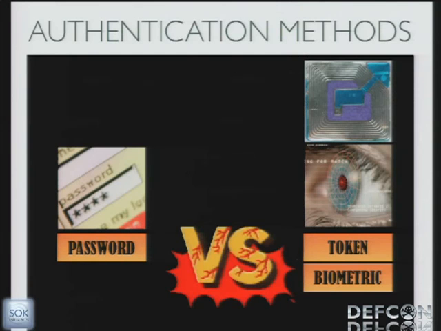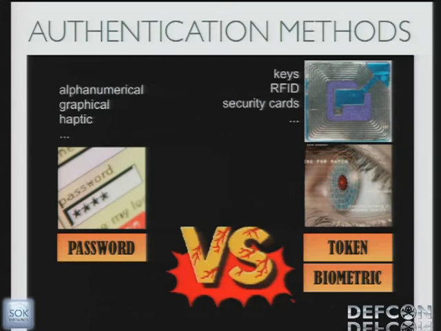So here are some basic authentication methods. And this is what passwords are competing against, right? So password is something that you remember versus something that you have, so a key or a RFID card or a security card, or something that you have because it's part of you, a biometric statistic of some sort.